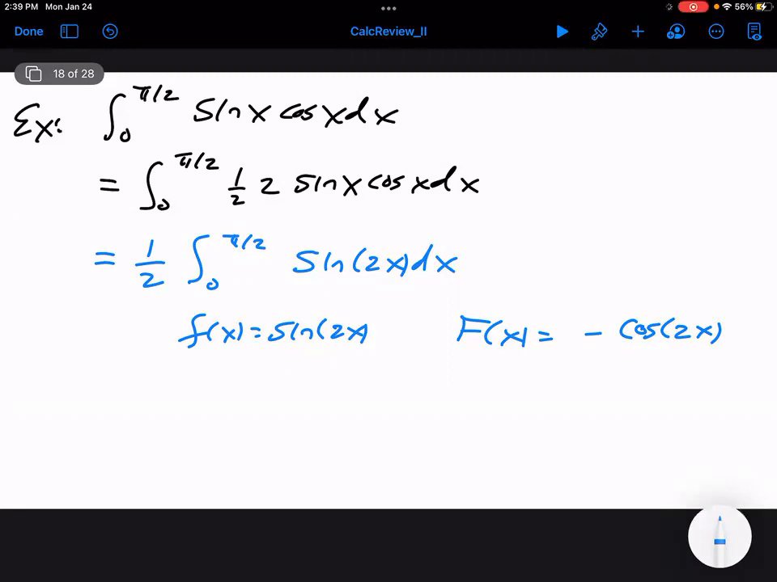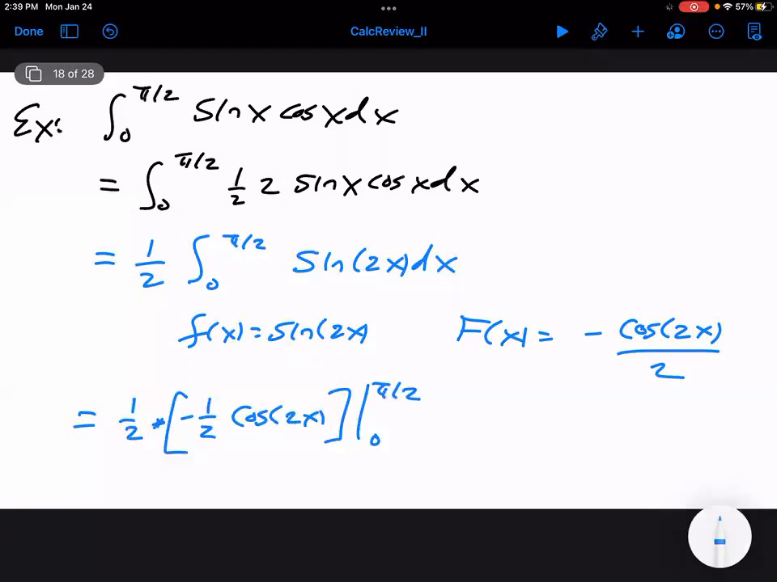And so I see, oh okay, so if I divide that by 2, it should work. And so now what I would get is that this is just going to be 1/2 times negative 1/2 cosine 2x, all at 0 and pi halves.